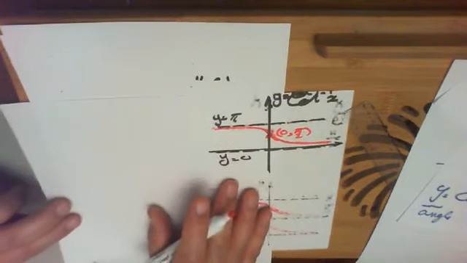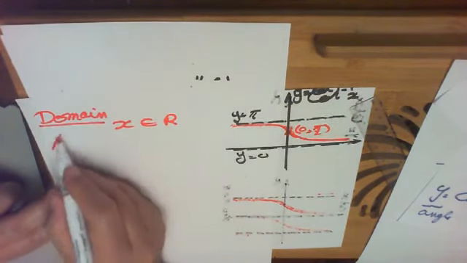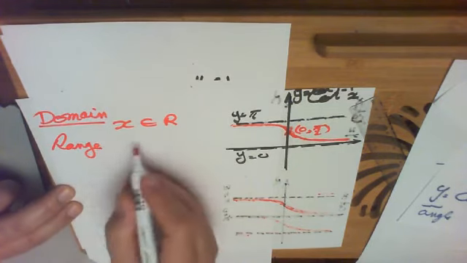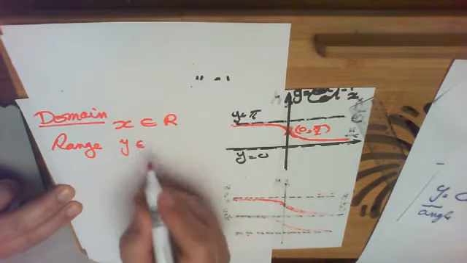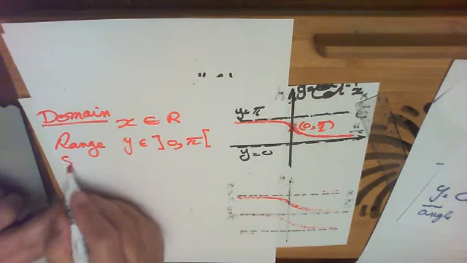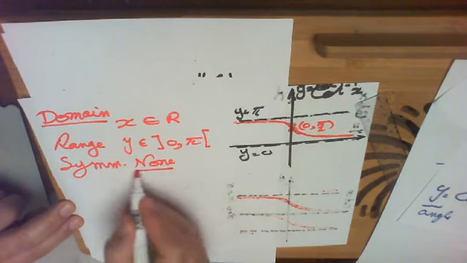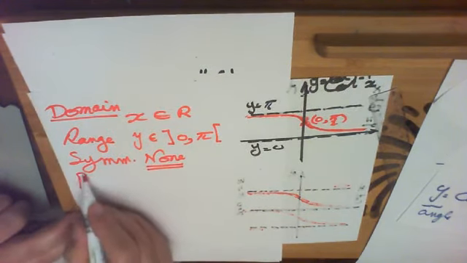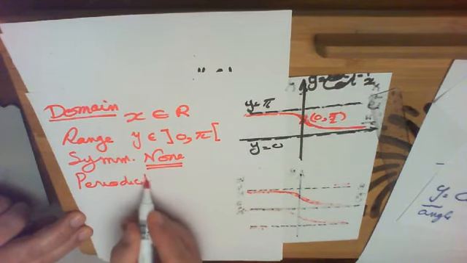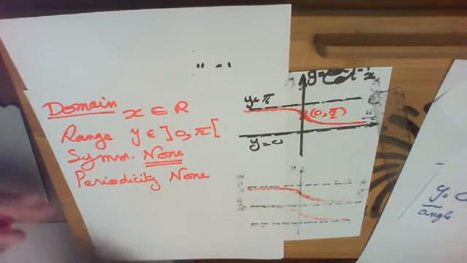As you see, its domain x belongs to R. Its range y belongs to open interval from 0 to pi. Symmetry, none. Okay? Periodicity, many times we said none. Periodicity only for the original 6 trigonometric functions, sine, cosine, tan, cotan, sec, cosec.